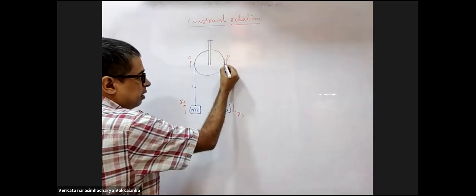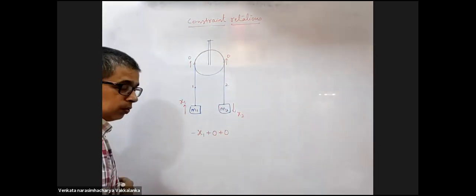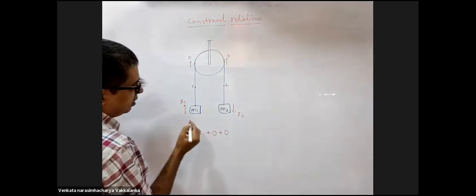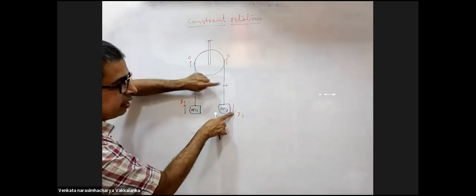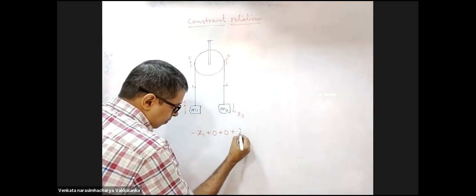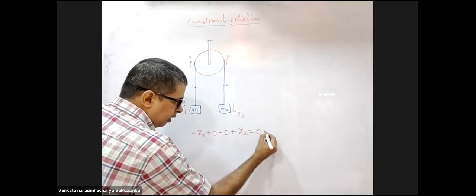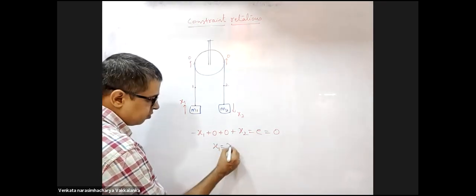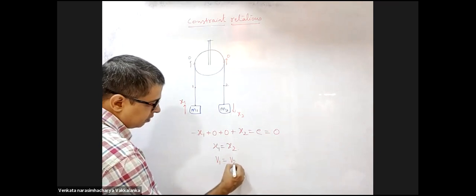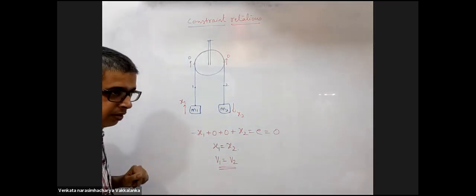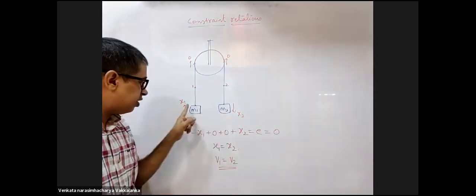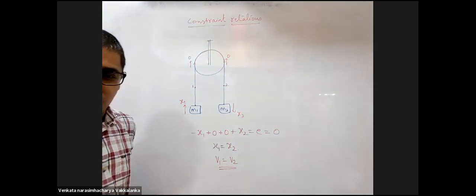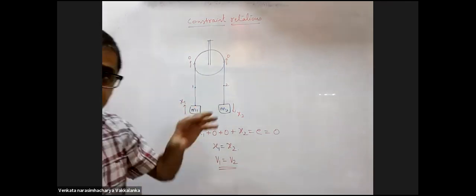This endpoint for segment 2 is 0. From the center, this endpoint is moving away from the center of the segment. Is it contributing to increase or decrease? Increase. Plus x2. The sum total elongation of the string I will equate to 0. x1 is equal to x2. v1 is equal to v2. Obviously magnitudes. Directions you are able to see are in the opposite direction. Right? v1 is equal to v2.